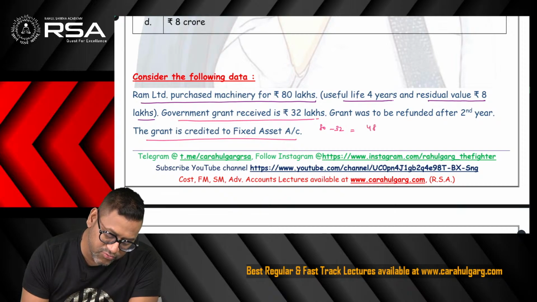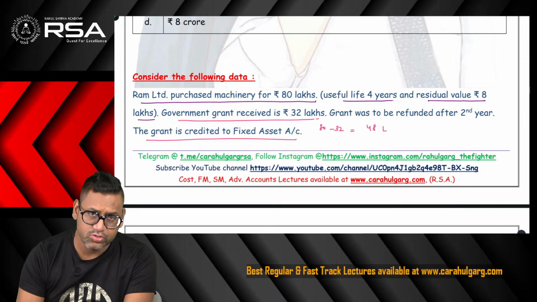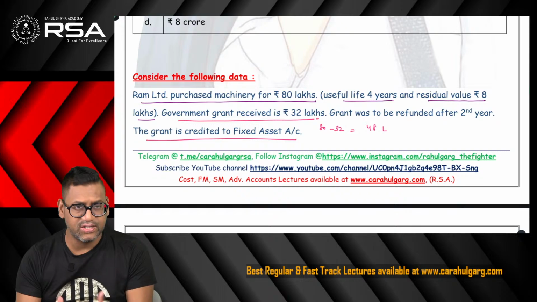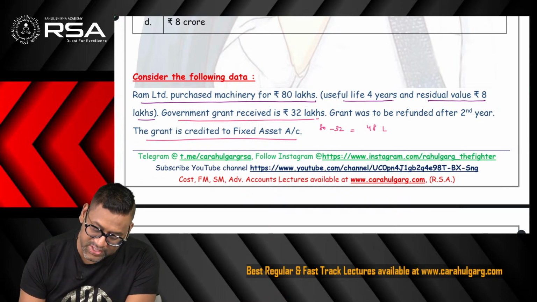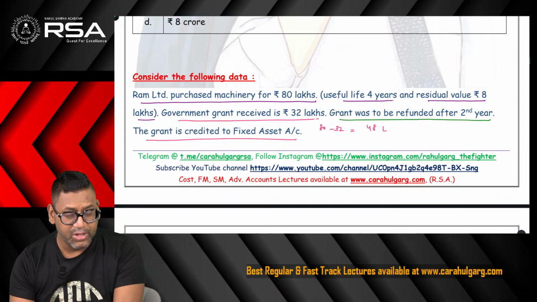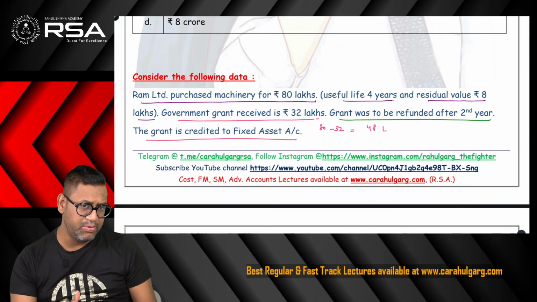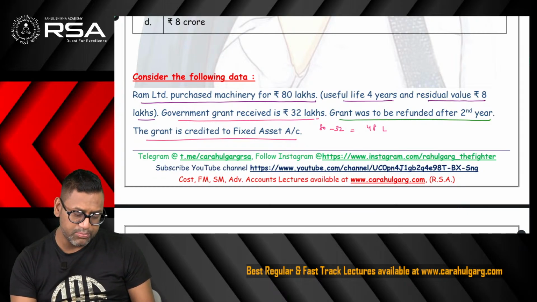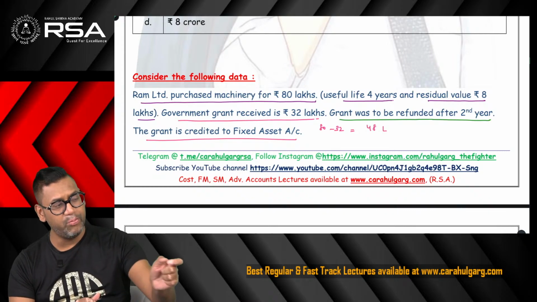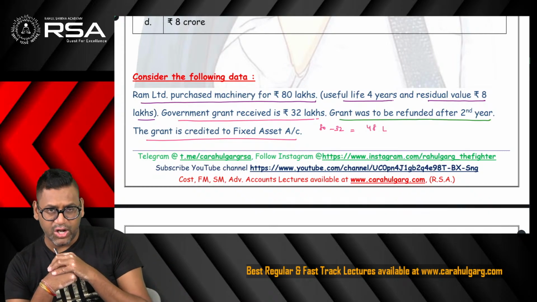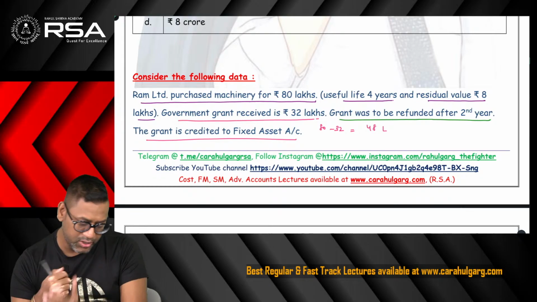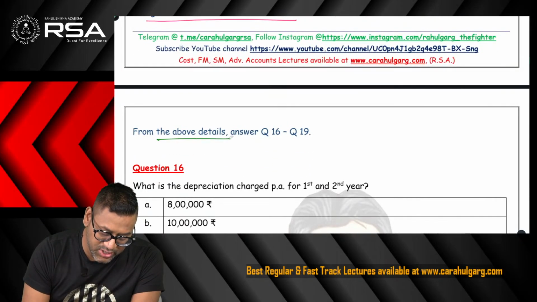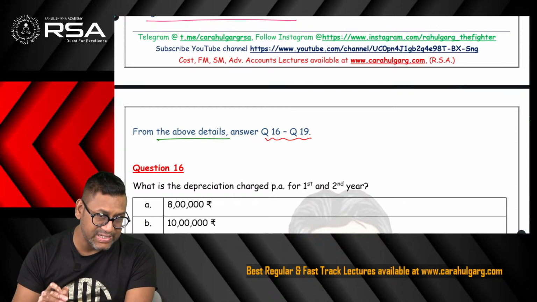So net is 48 lakh rupees only. This is the meaning of these lines, that the grant is credited to fixed asset. It says the grant was to be refunded after the second year, meaning there were certain conditions prescribed which were to be followed if you had to keep the grant, but you failed to meet those conditions and the government took the amount of grant back. You had to refund that. So the question says from these details you have to answer question number 16 to 19. So 16, 17, 18 and 19.